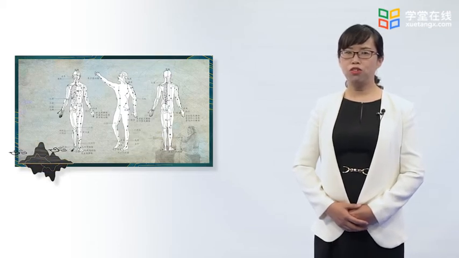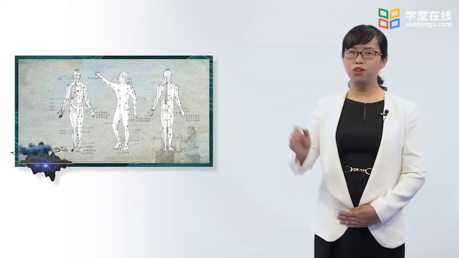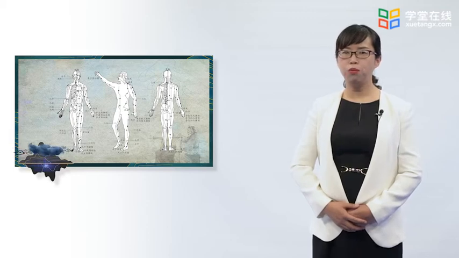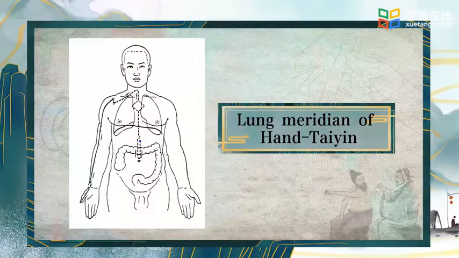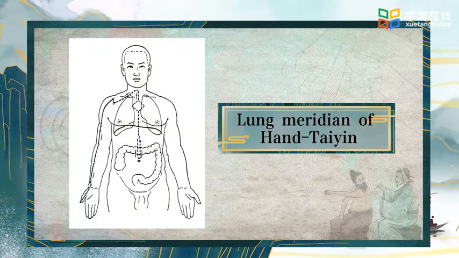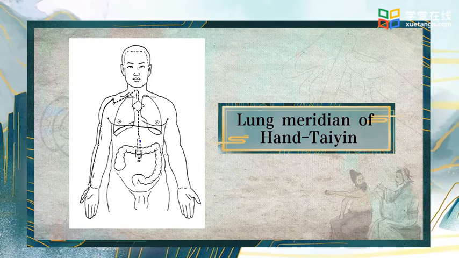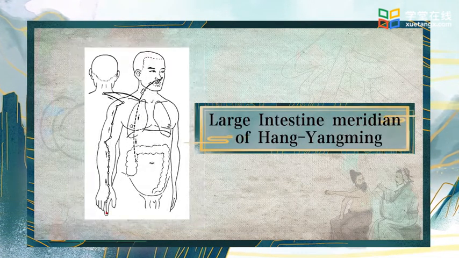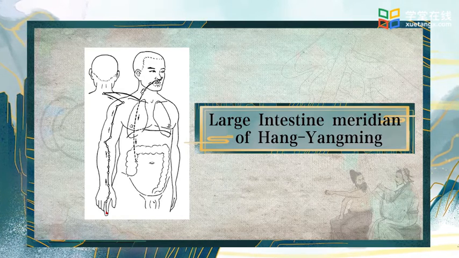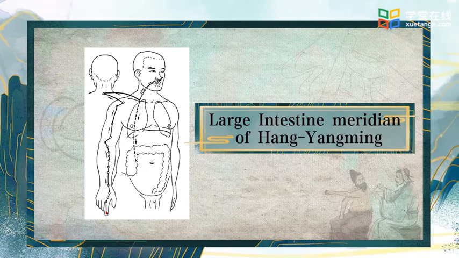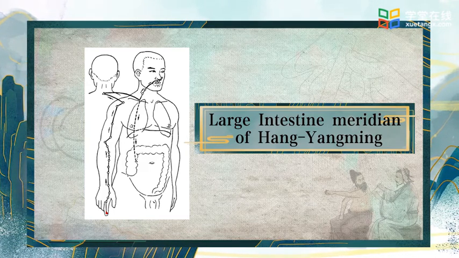The following pictures show the course of 12 regular meridians, especially the distributions on the limbs, because of the important role of the acupoints on the limbs. Lung meridian of hand, Tai Yin, mainly runs along the anterior aspect of the inner side of the upper limbs. Large intestine meridian of hand, Yang Ming, chiefly runs along the anterior aspect of the outer surface of the upper limbs.